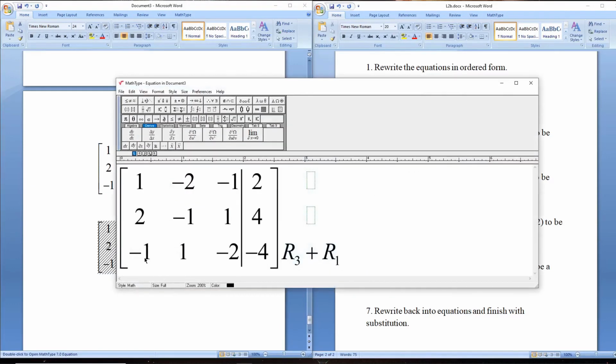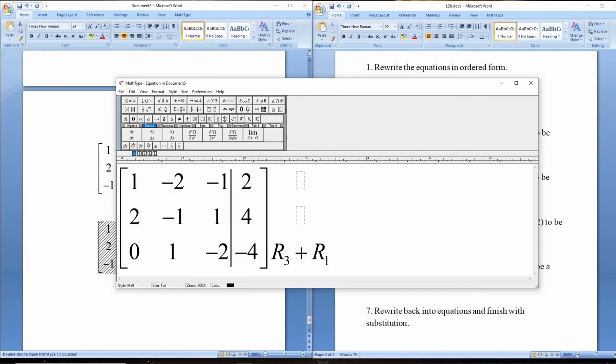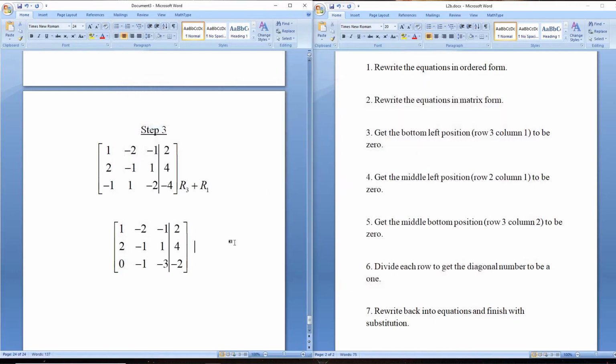Let's add together row 3 and row 1, putting all that into row 3. We have minus 1 plus 1 to get us a 0 there. We have 1 minus 2 to get us a minus 1. Then we have minus 2 and a minus 1 to get us a minus 3. Then finally a minus 4 plus 2 to get us a minus 2. And that completes that instruction, and that accomplishes getting a 0 in this very bottom left. So let's check out the next step.